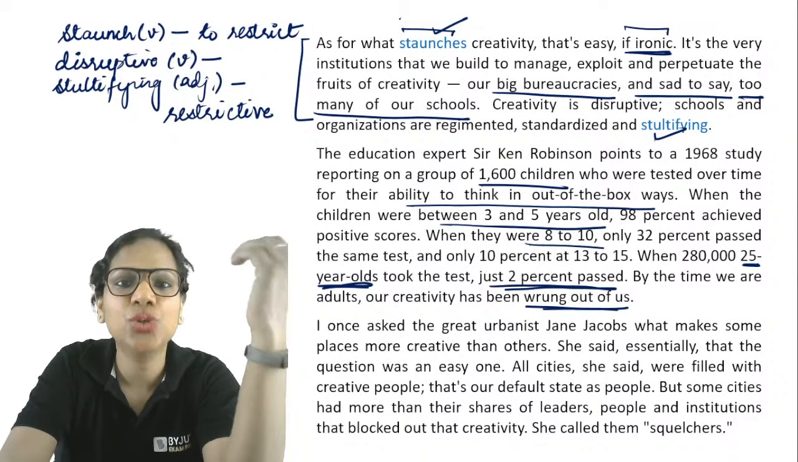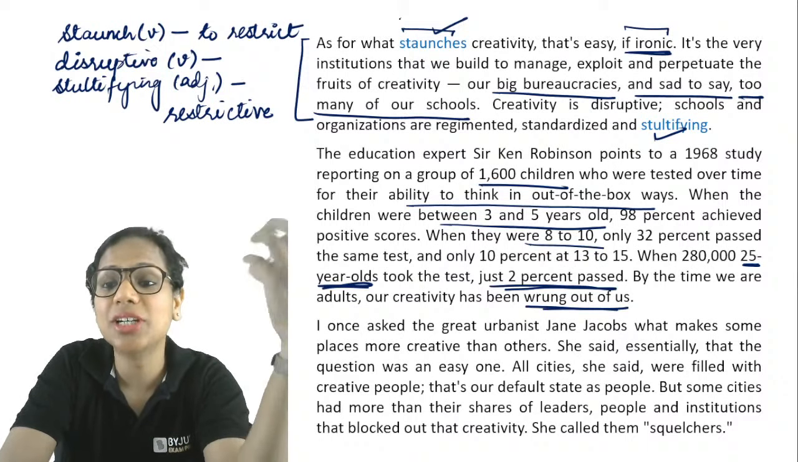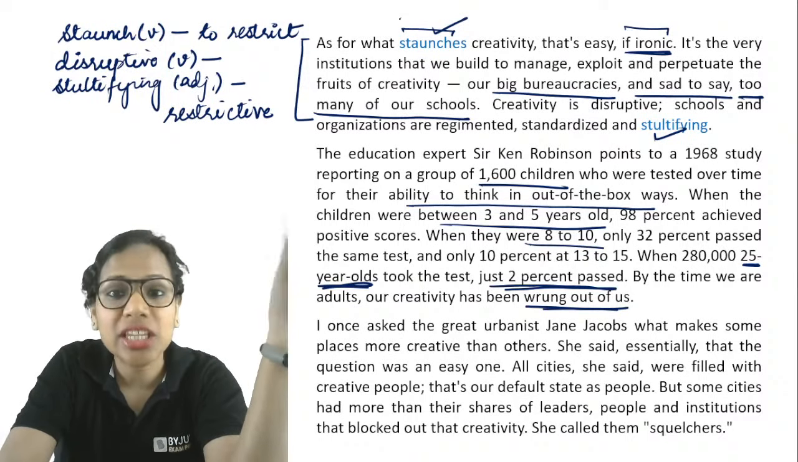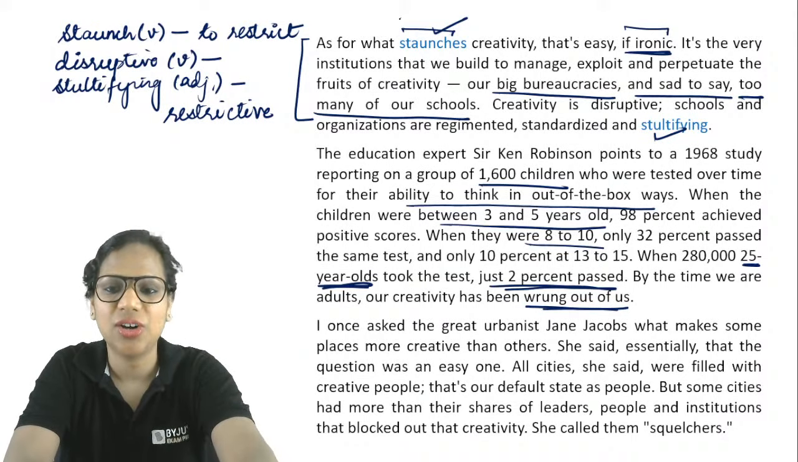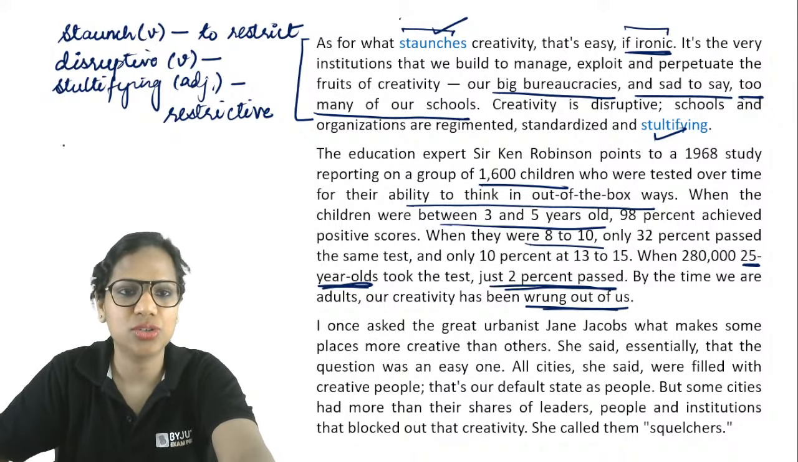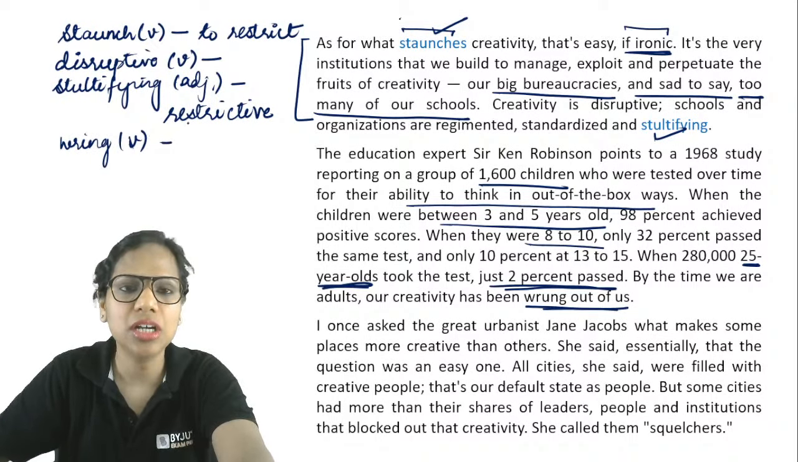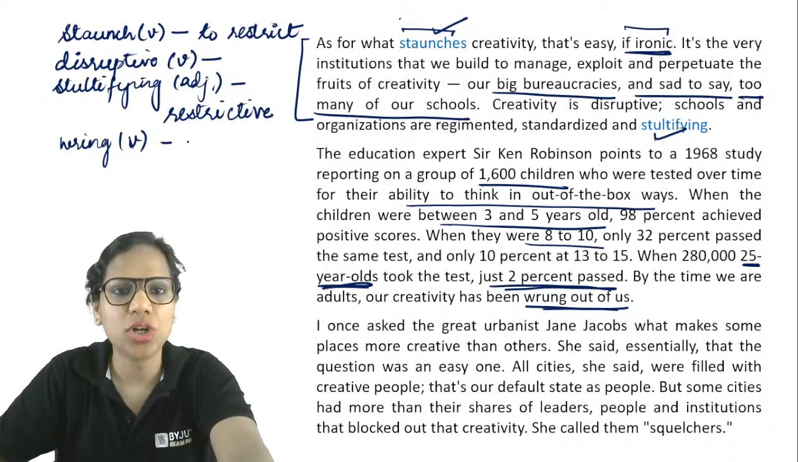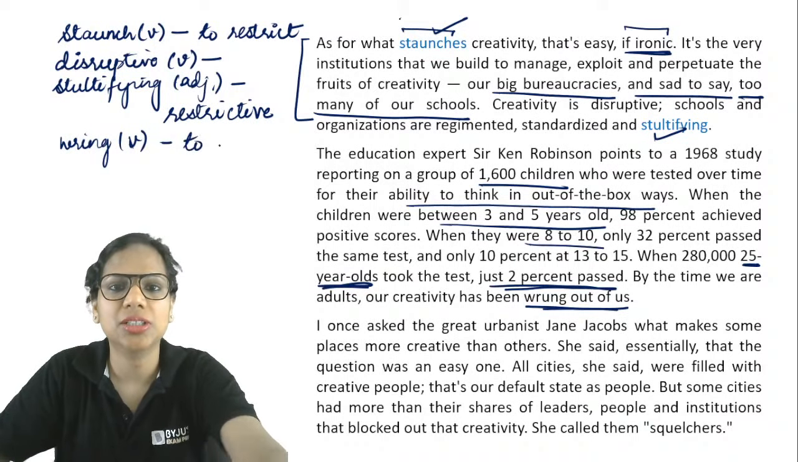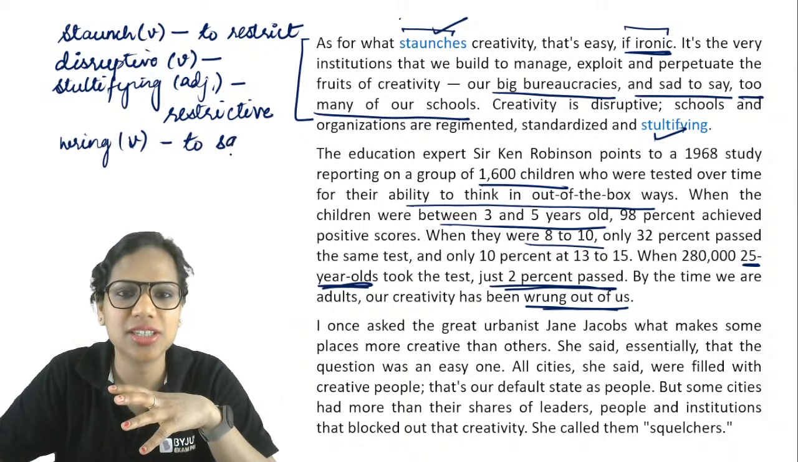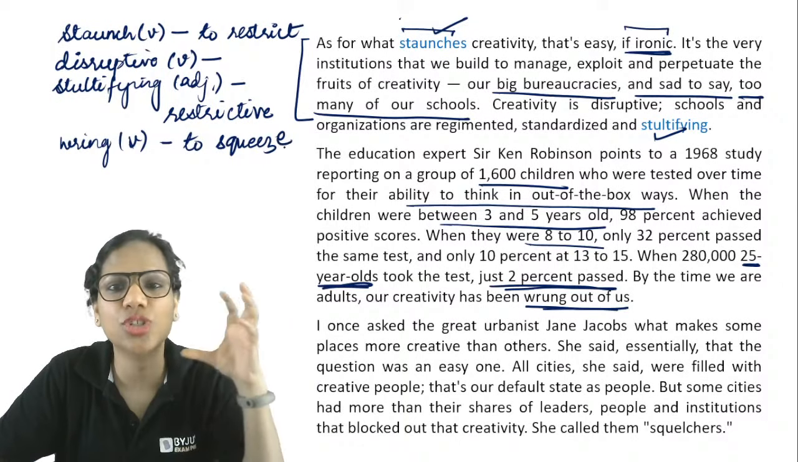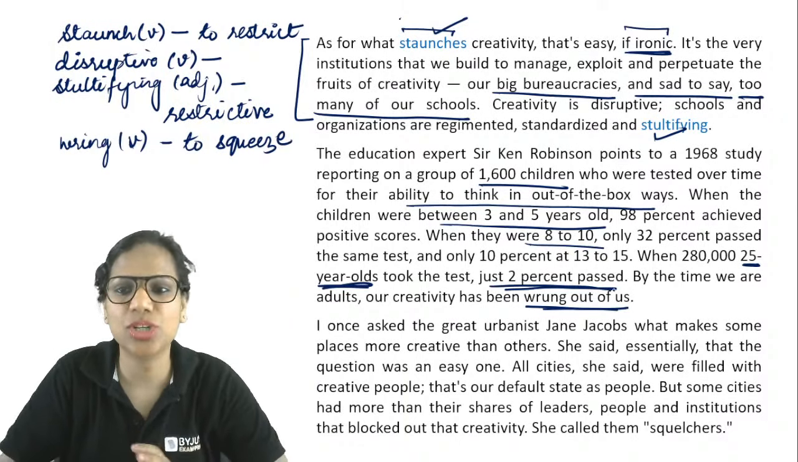So I do not need to know the exact meanings, but yes, I should know when this word is used, how this word is used. That is important. All right. So wring is the verb here. The past participle is wrung, right? Now, what it means is to actually twist something, okay, to take something out of another thing. So to squeeze something out, that is to wring something out of something, right?